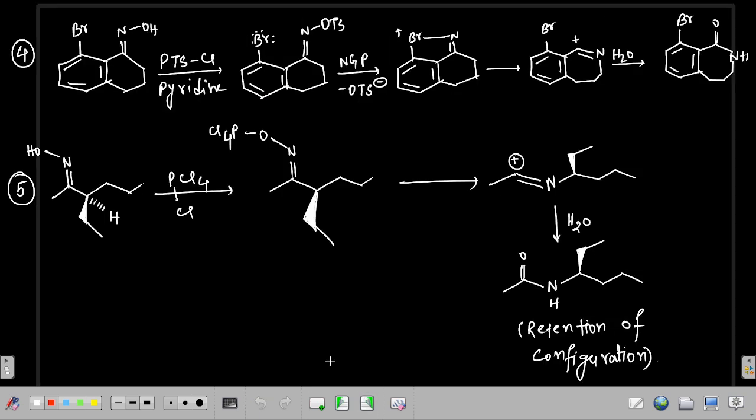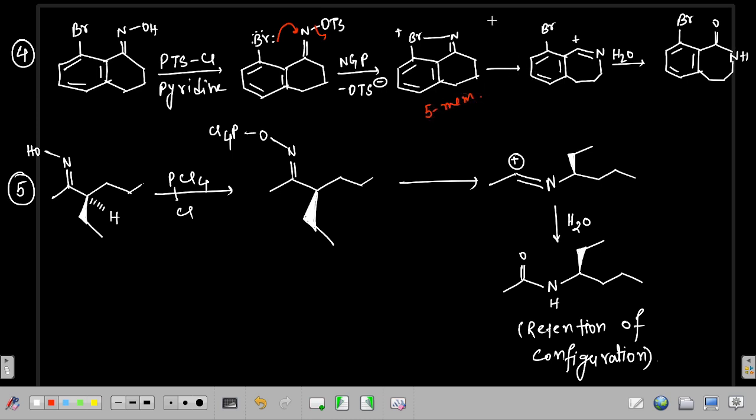But in the case of bromide, it will be changed. Now we will see, in the presence of pyridine and tosyl chloride, it gives OTs, which is a leaving group. Now we know bromine has lone pairs of electrons, so it undergoes NGP. Okay, so the lone pair will attack the nitrogen and it leads to the removal of this tosyl, like the OTs group. So it will form this 5-membered intermediate.